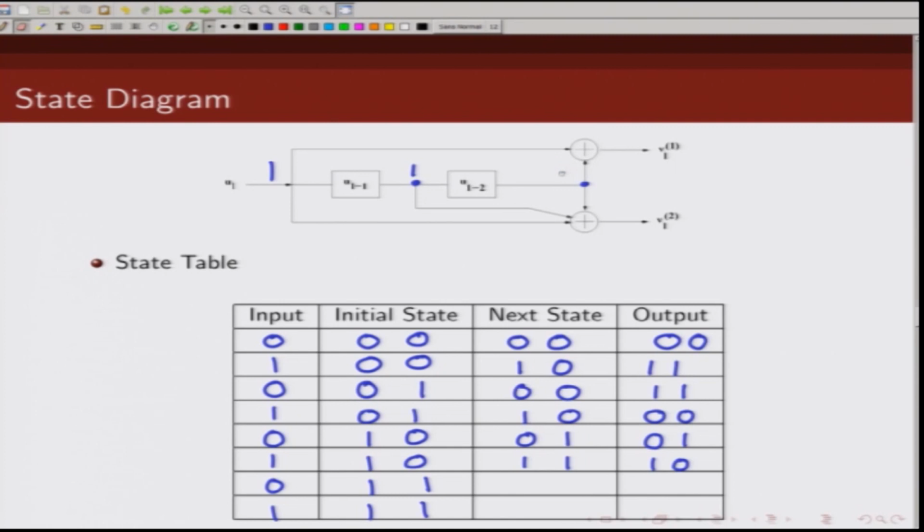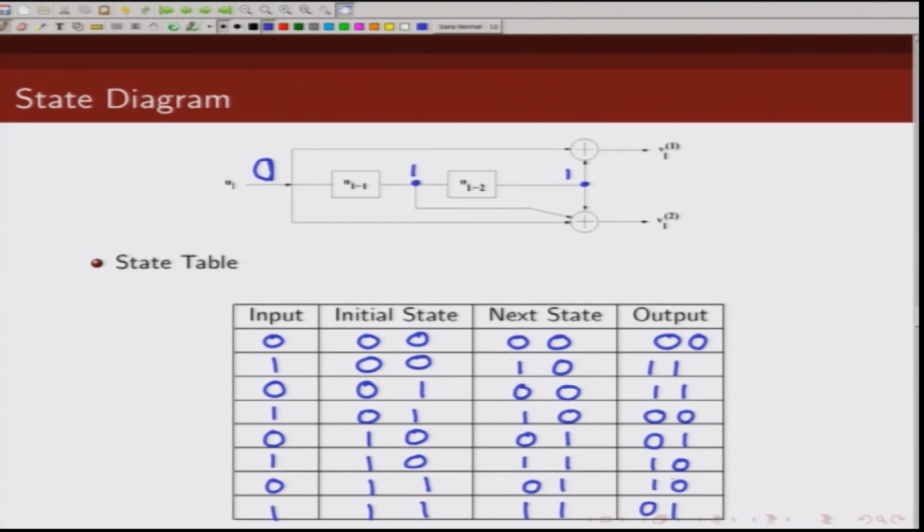And finally, if the initial state is 1 1, let us say if the input is 1, then the next state is 1 1, and the output will be 1 plus 1 is 0, and 1 plus 1 plus 1 is 1, and if instead of 1, this is 0, then next state would be 0 1, and output will be 0 plus 1, which is 1, and this is 0 plus 1 plus 1, this is 0. So, note that we have drawn all possible state transitions corresponding to all possible inputs and all possible initial states.